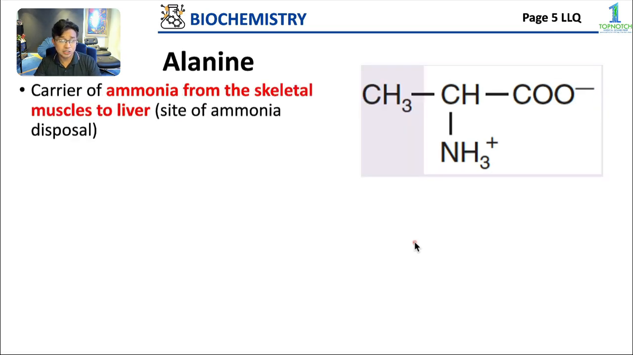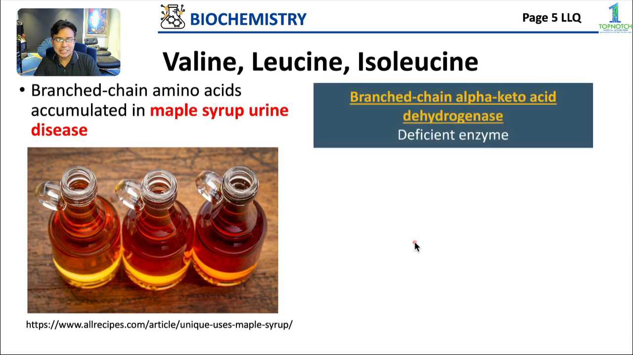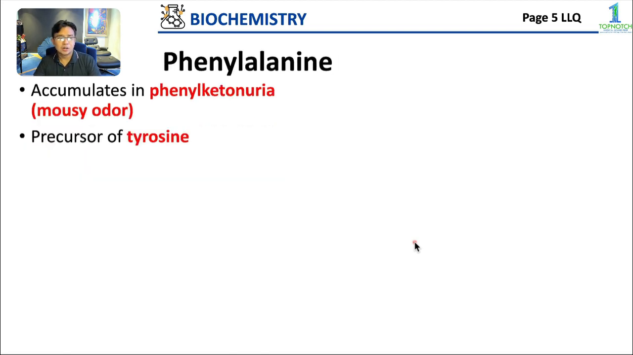Alanine is a carrier of ammonia from the skeletal muscles to the liver, the site of ammonia disposal. Your valine, leucine, and isoleucine are accumulated in your MSUD due to the deficiency in enzyme branched-chain alpha-keto acid dehydrogenase. Phenylalanine, okay, is accumulated in phenylketonuria, having a mousy odor.